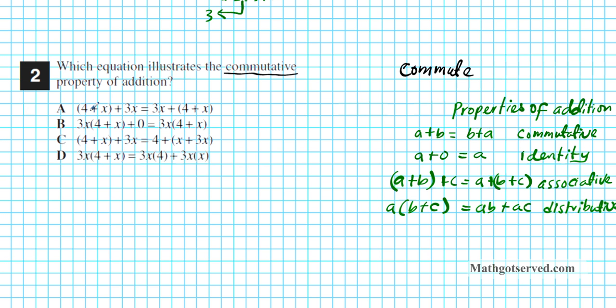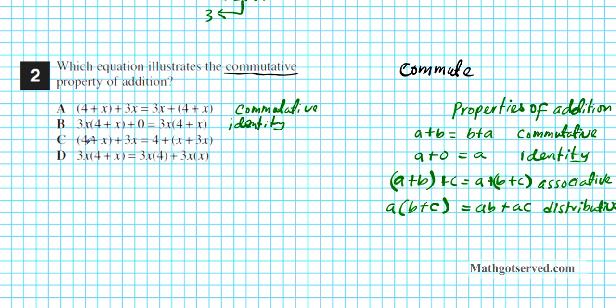So let's look at option A. You notice that 4 plus x comes first here, plus 3x comes second, and on this side, 4 plus x commutes to the position of 3x, and 3x commutes to the position of 4 plus x. So there's a switch in order of the addends here, so this is the what? This is the commutative property. Commutative. All right, option B, you notice 3x times 4 plus x plus 0 is equal to 3x plus 4 plus x. Basically, if you add any number to 0, you end up with the identical number that you're adding to 0. So that's the identity property. Identity.